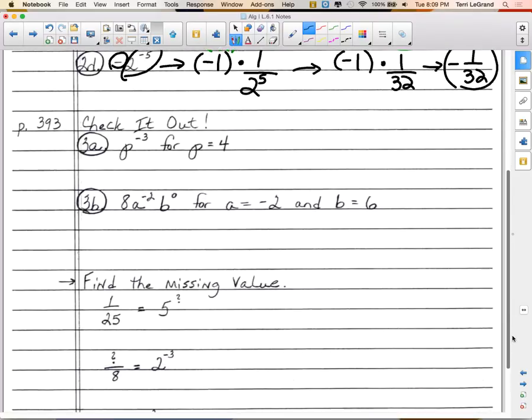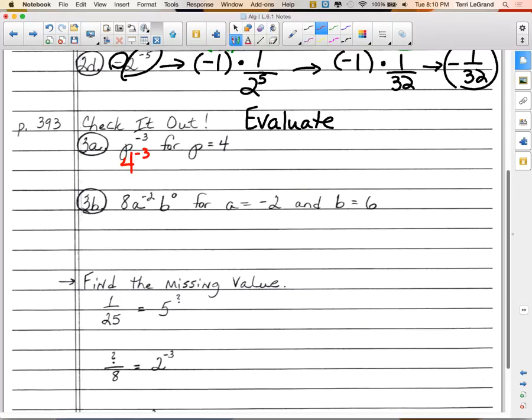Okay, moving on to, we're actually on page 393 to check it out. And what we're doing here is we are to evaluate, okay? So we're going to substitute in, and we're going to evaluate p to the negative 3 power for p equals 4, okay? So there's a couple of ways we could go about it. We could first substitute and then simplify, or we could simplify this first and then substitute. Let's go with substituting first. So 4 is going to go in place of the p.